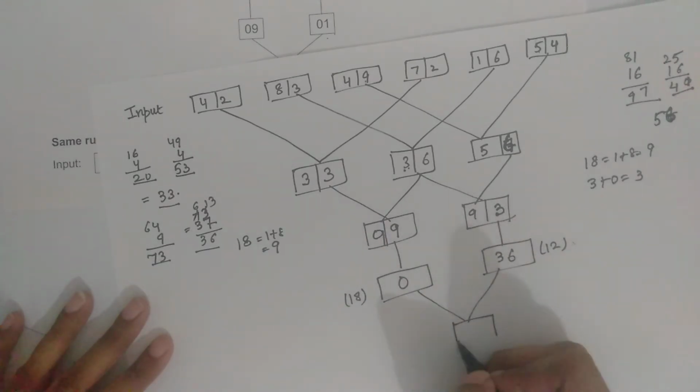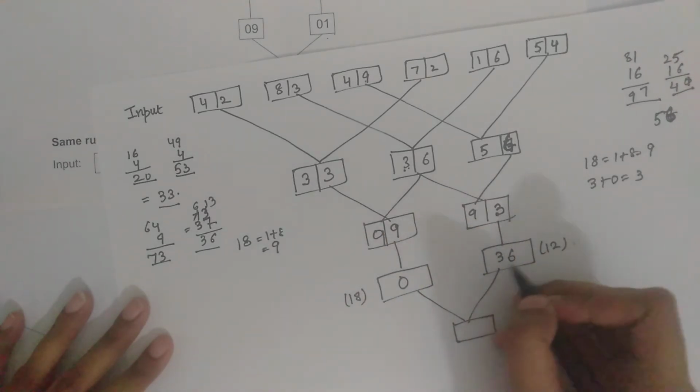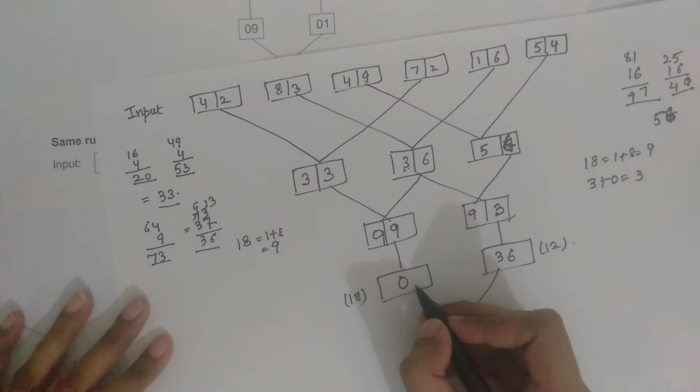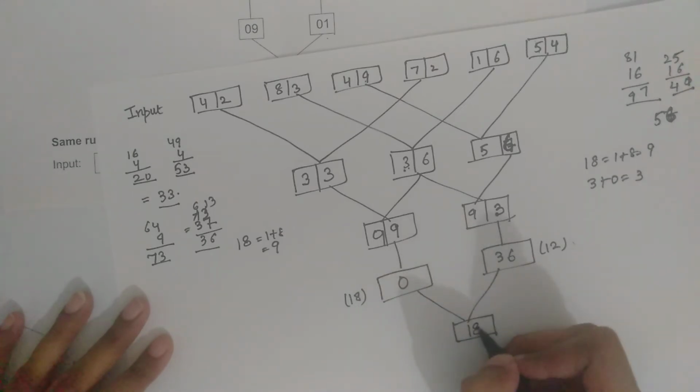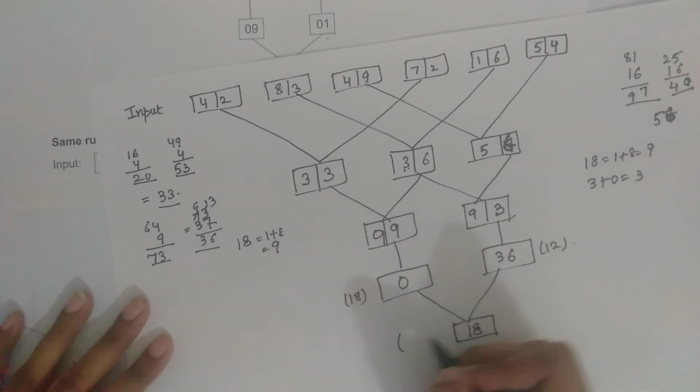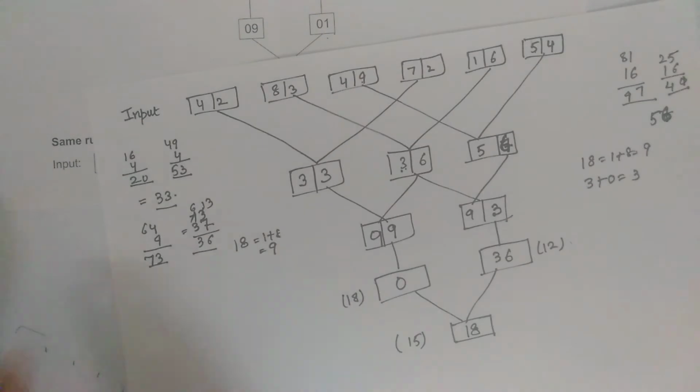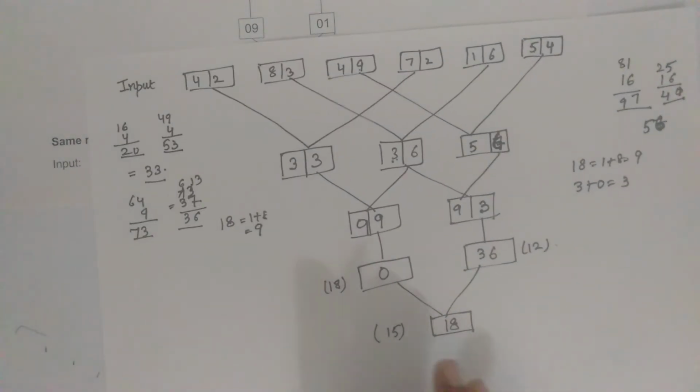Now the last step was average of both numbers. So it will be 36 plus 0, 36 divided by 2 will give you 18. If you take these two numbers, 30 divided by 2, you will get 15. Now see the questions and then select the answers accordingly.